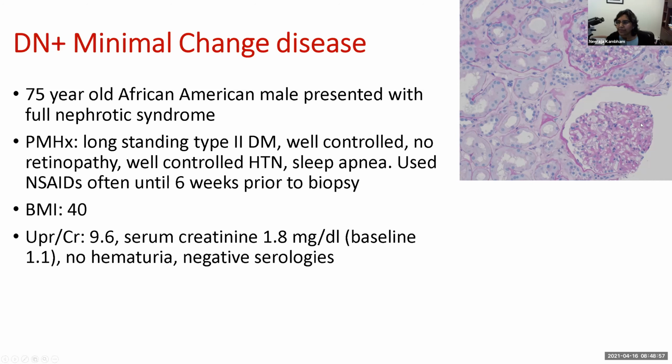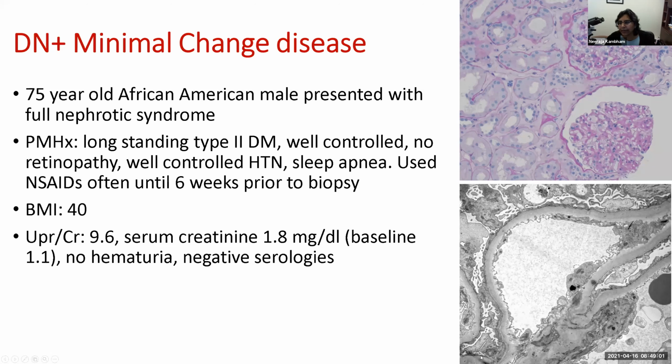And you can see in the biopsy, there is some mesangial sclerosis here. But the important thing, the IF was negative, but on the EM, the podocytes are all diffusely effaced. So in this particular case, we diagnosed the patient as having minimal change disease on top of early diabetic nephropathy. And that's important information for the nephrologist, because then they can give immunosuppressive therapy and try to reduce the proteinuria.